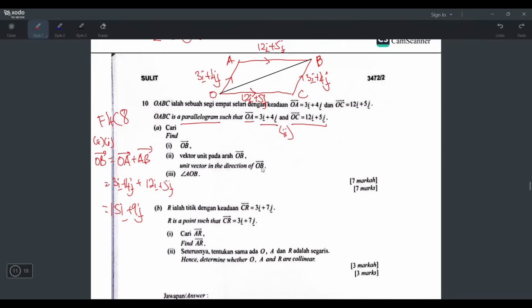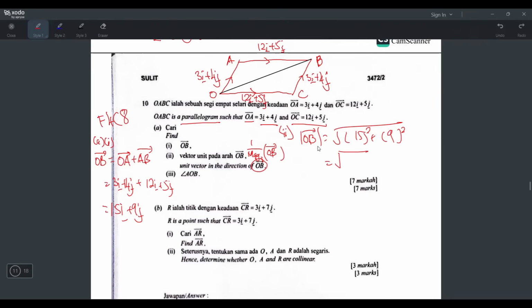Find the unit vector in the direction of OB. The unit vector formula is 1 over magnitude times the vector in terms of ij, which is vector OB. You already have the vector OB. It's 15i plus 9j, but you need the magnitude. So how to find the magnitude? Square root, bracket square plus bracket square, and in the brackets you put the values before ij. So what's the value before ij for OB? 15 and 9. It's like Pythagoras theorem.